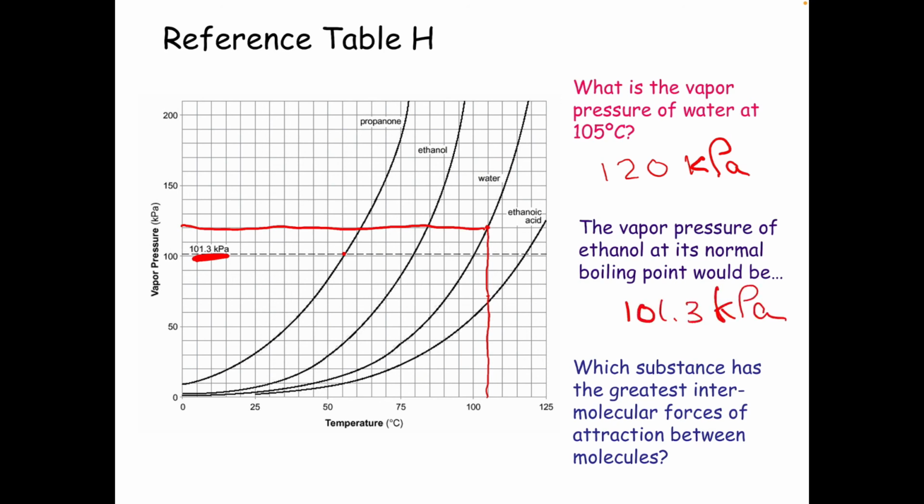Okay? Which substance will have the greatest intermolecular forces of attraction between molecules? So the greater the intermolecular force, the longer it's going to take until it gets to that boiling point. So which substance is going to have the highest boiling point? That's going to be ethanoic acid. Because the stronger the forces are, the more heat energy, the higher the temperature it's going to take for that vapor to get into the gas phase. So we want that one, ethanoic acid.